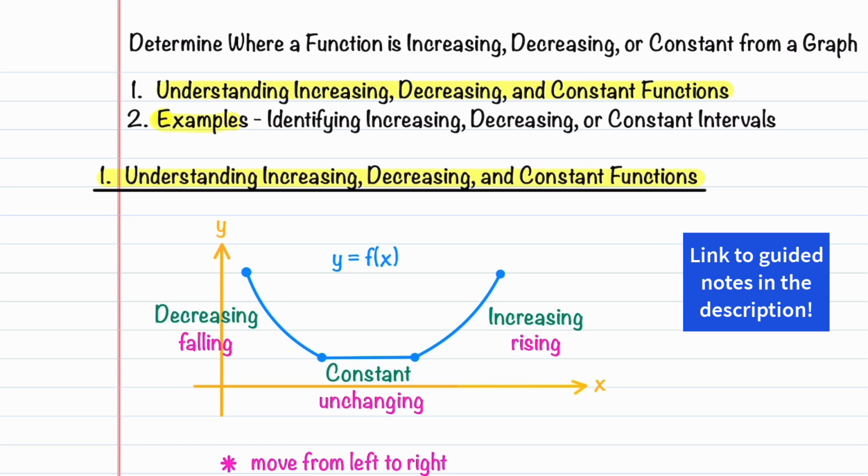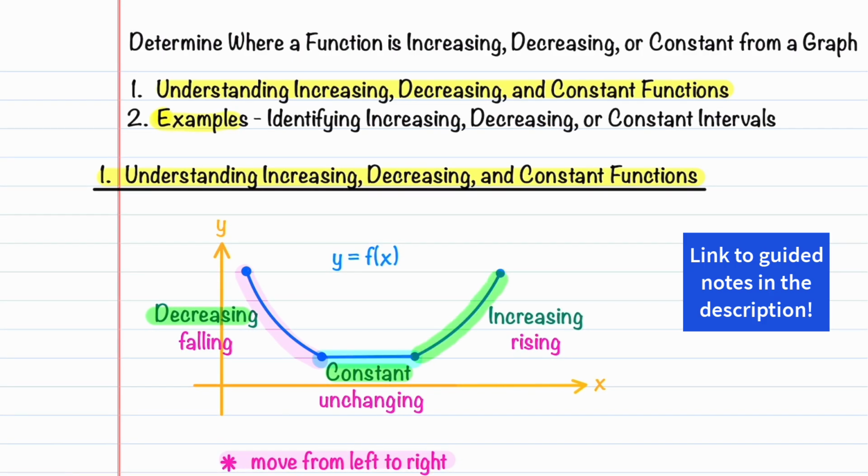When analyzing a function, we need to move from left to right along the x-axis. When a function is falling, as we move from left to right on the graph, it's called decreasing. When a function doesn't change, it's called constant. And then when a function is rising, as we move from left to right, we say that the function is increasing.